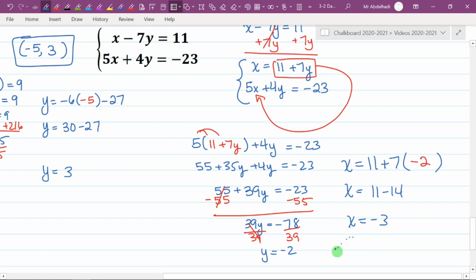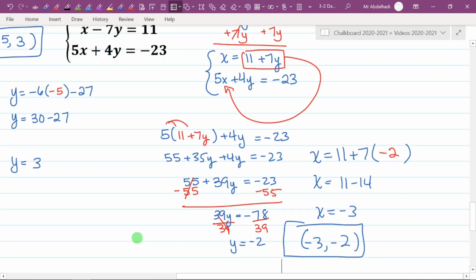So my answer is not negative 2 comma negative 3. Alphabetically, it's negative 3 comma negative 2. Don't be fooled by the fact that we found y first. Okay, it still has to be alphabetical. So x is negative 3, it goes first. Y is negative 2, it goes last.